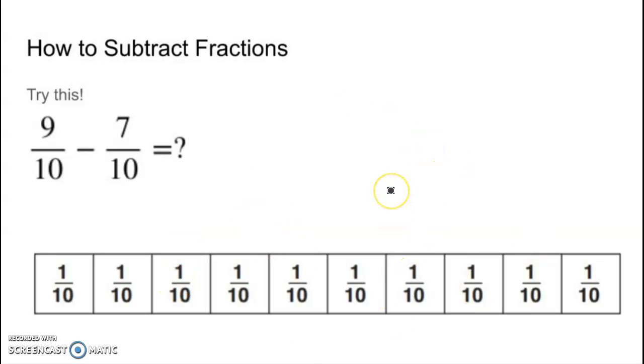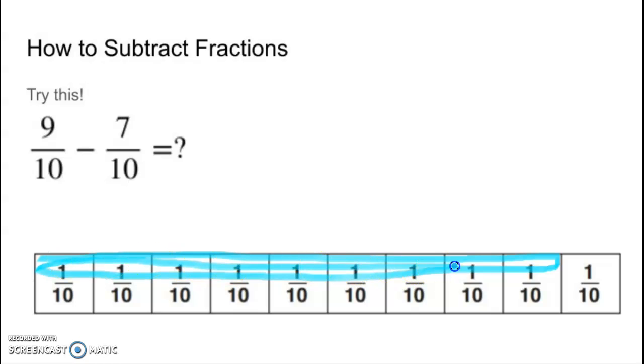All right, so now we're going to do this problem together using fraction strips as a model. So try this, 9/10 minus 7/10. All right, so what are we starting with? We are starting with 9/10, so let's just go ahead and highlight that. Almost the whole thing.